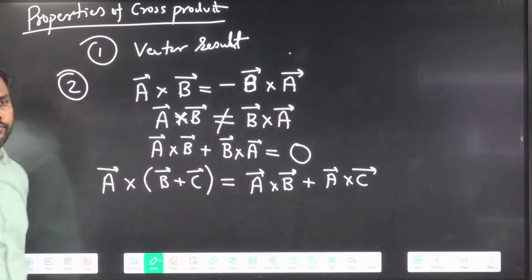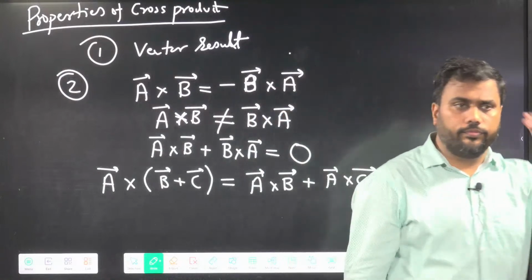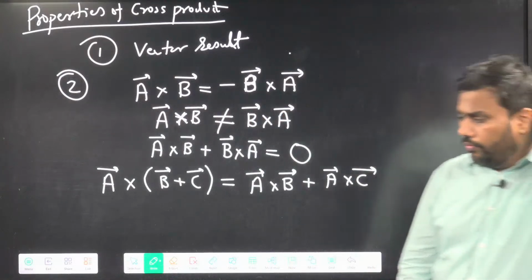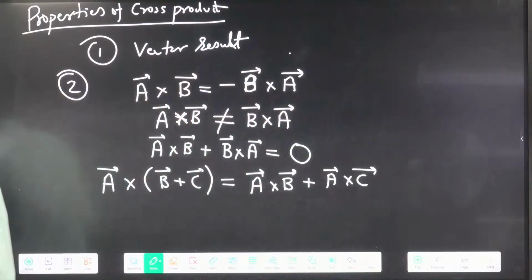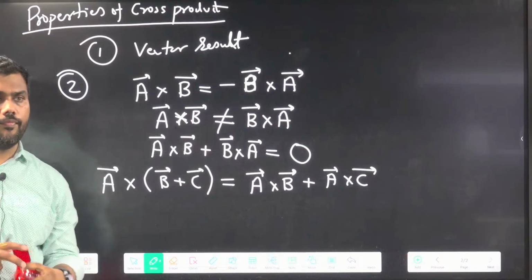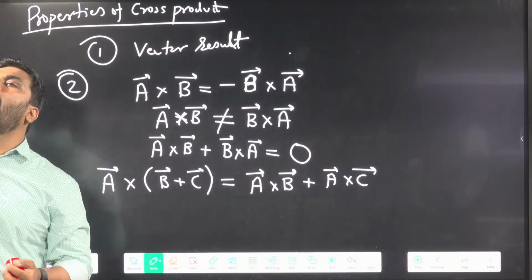Is this point clear? Second property, is this clear? Vector product is not commutative. You cannot commute A, B and B, A are not equal. Tell me, is this point clear?